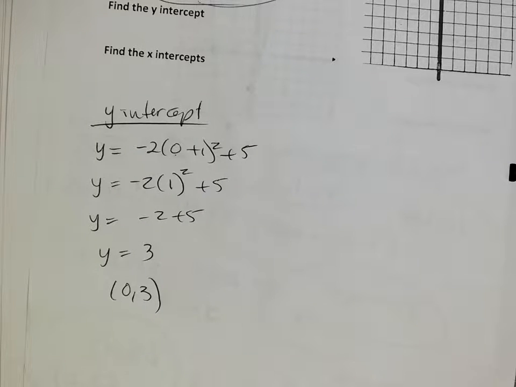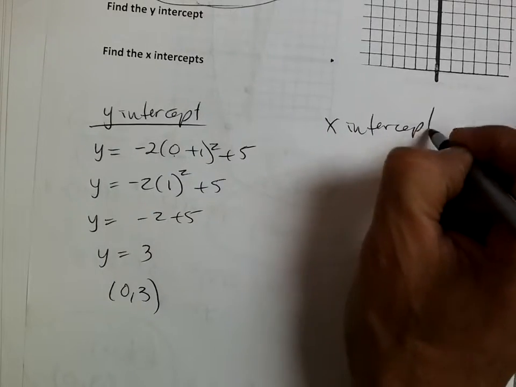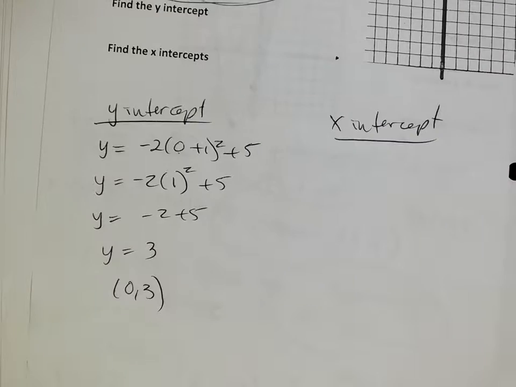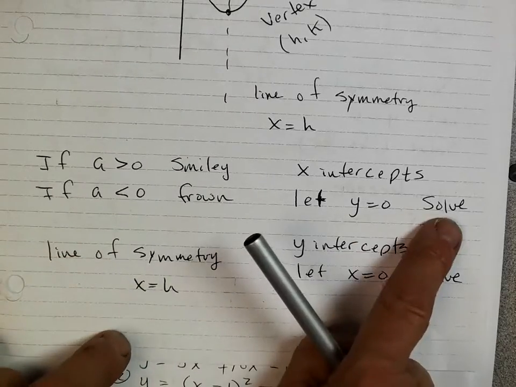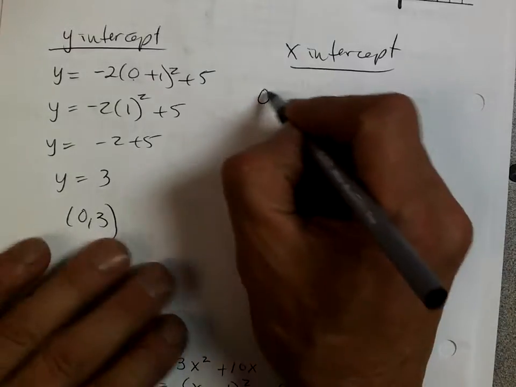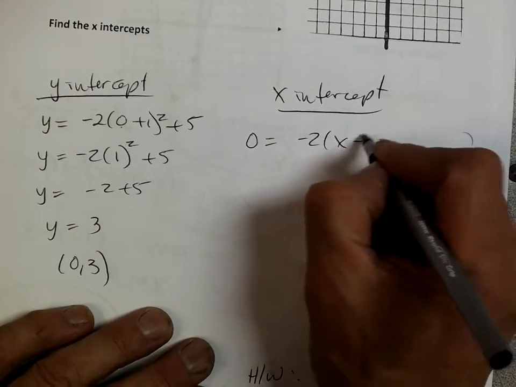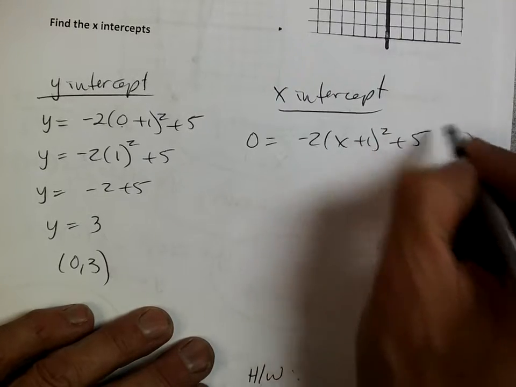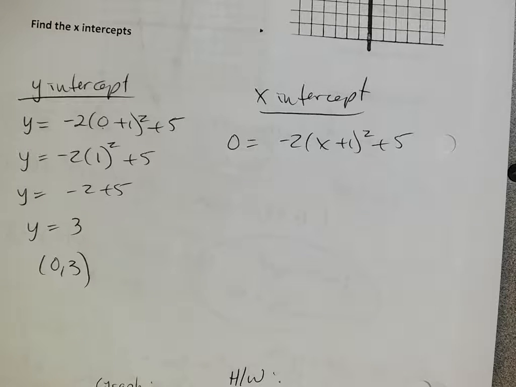Now, the x-intercept, let's see what it says. The x-intercept says let y equal 0 and solve. Okay, so I'm going to let y equal 0 and solve. So, all right, 0 equals -2 times (x plus 1) squared plus 5. And I'm probably going to have two answers, right? Most of the time with x-intercepts, I usually have two answers. So let's see what I get.